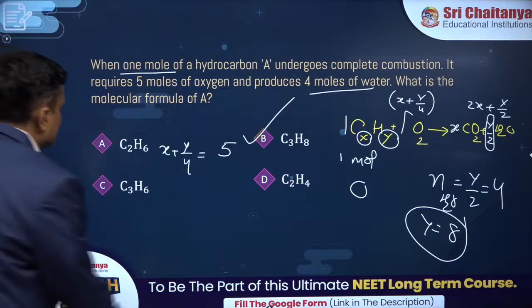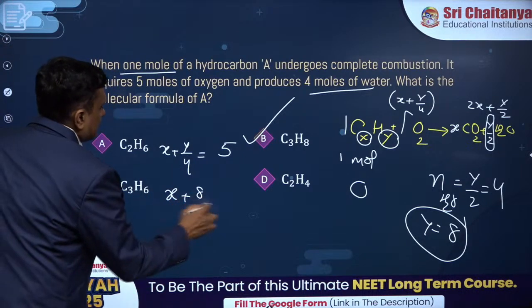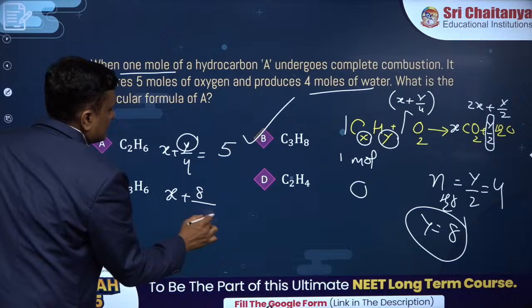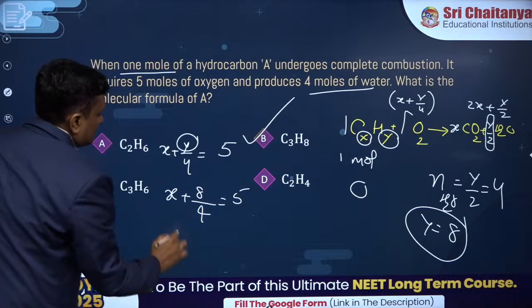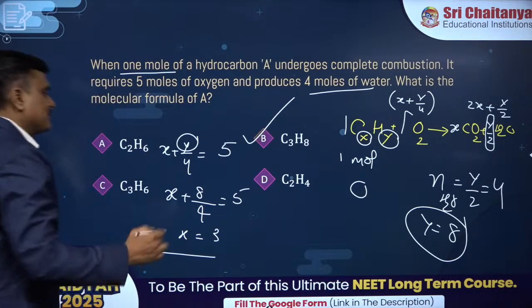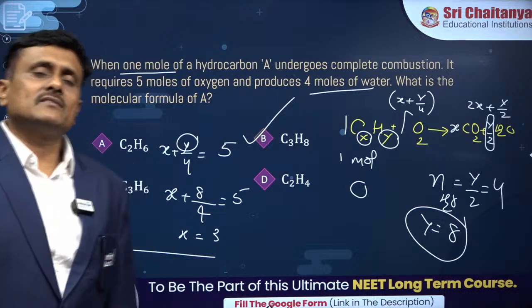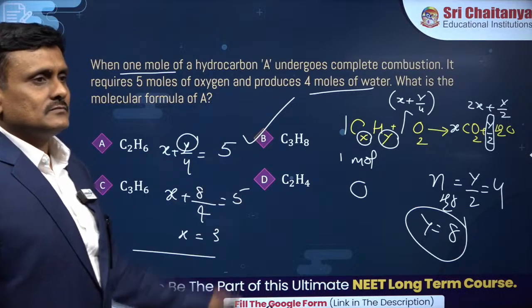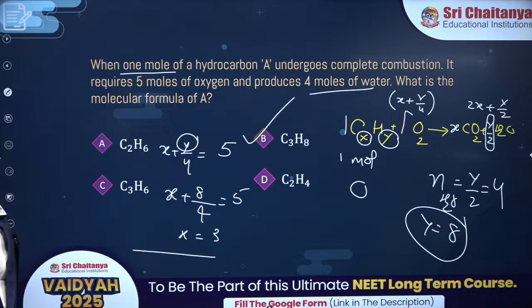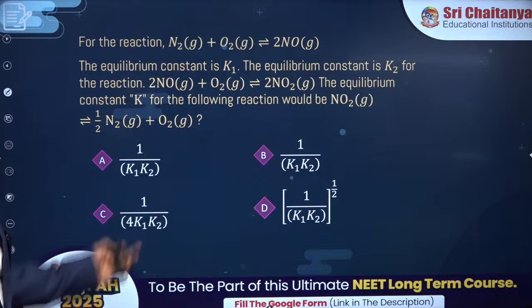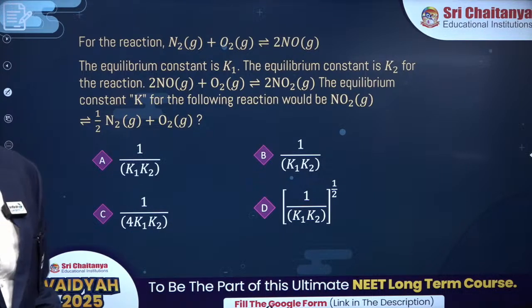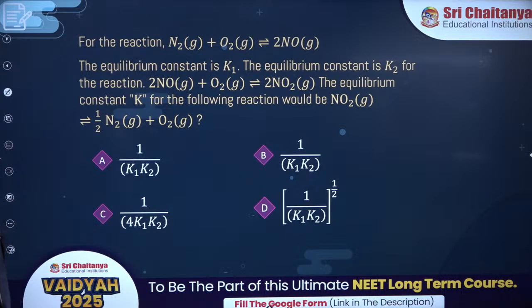You can see when I substitute here, x plus y as 8 by 4 equal to 5, that is x equal to 3, that you can anyways predict, but without finding the value of x, you got the answer. Yes, brilliant. This is how we will get 650. Smart work, like you said.